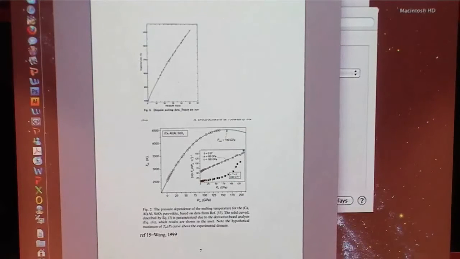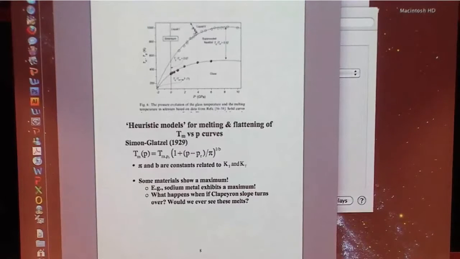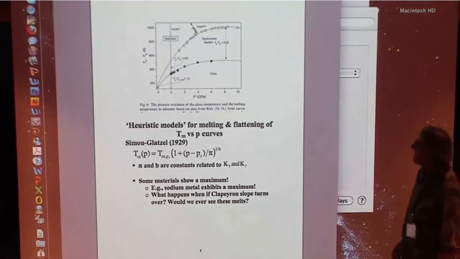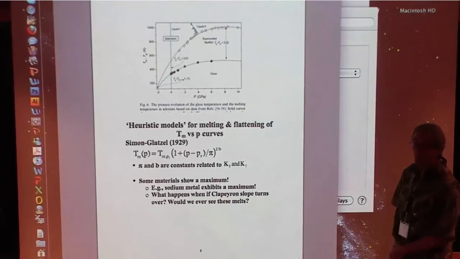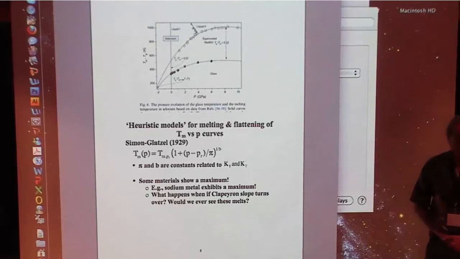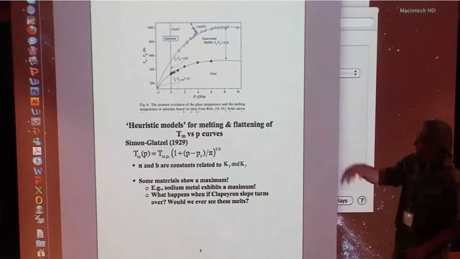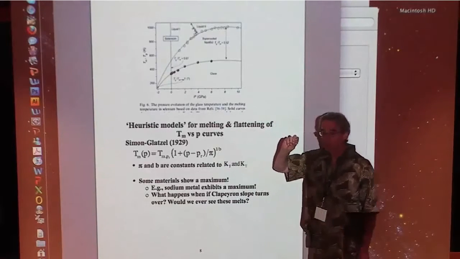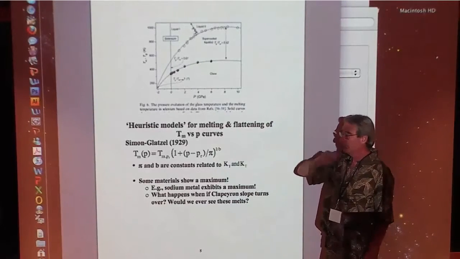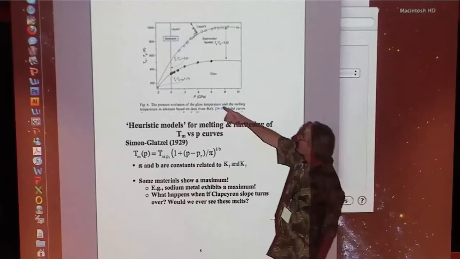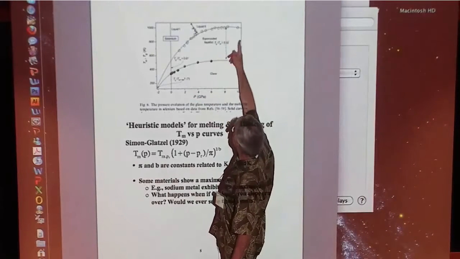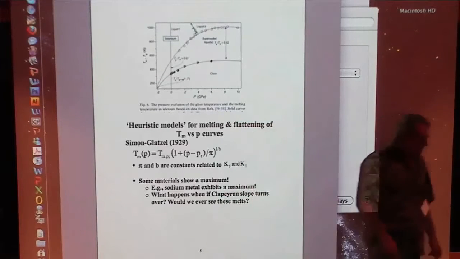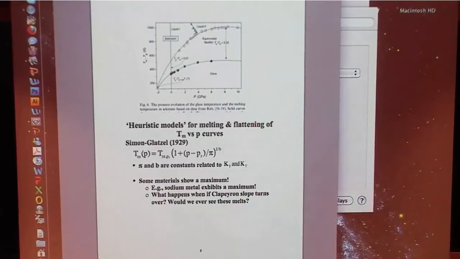And then to really blow your mind, this is selenium. And many elements actually do this. You can go find a little compendium on melting curves of all the elements that physicists and mineral physicists have done, and many of these things flatten. And some of them actually turn over.